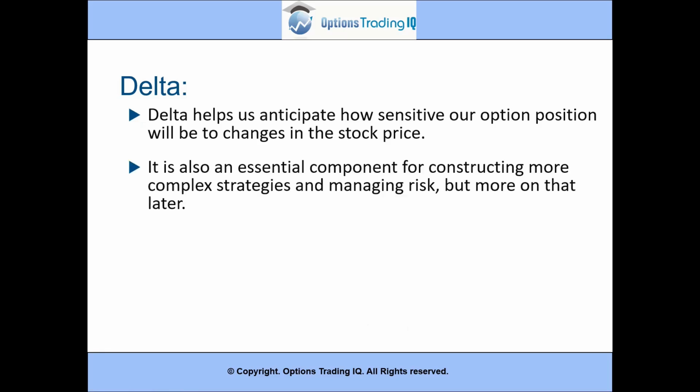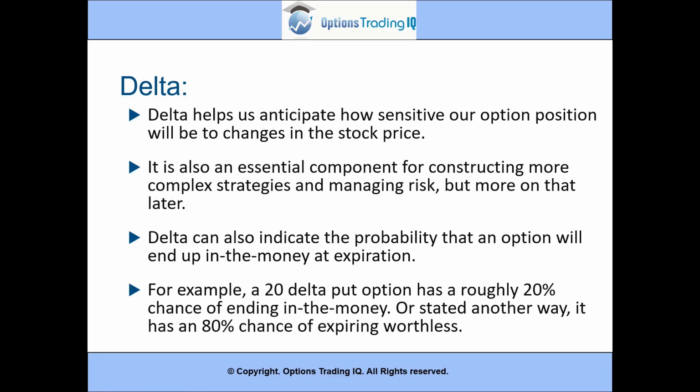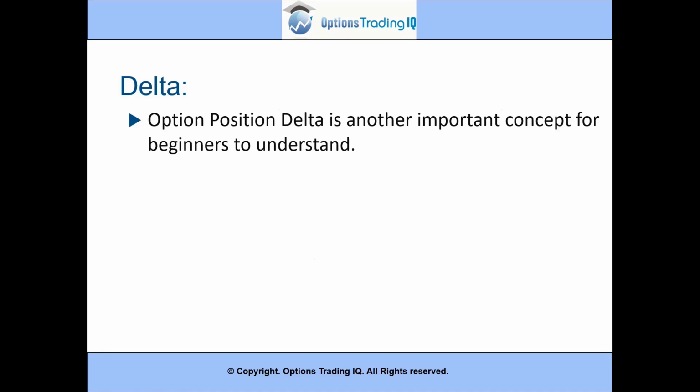It's also an essential component for constructing more complex strategies and managing risk, but more on that later. Delta can also indicate the probability that an option will end up in the money at expiration. For example, a 20 delta put option has a roughly 20% chance of ending in the money. Or stated another way, it has an 80% chance of expiring worthless. Option position delta is another important concept for beginners to understand. Let's look at some specific examples.